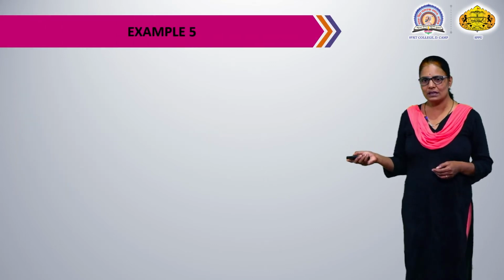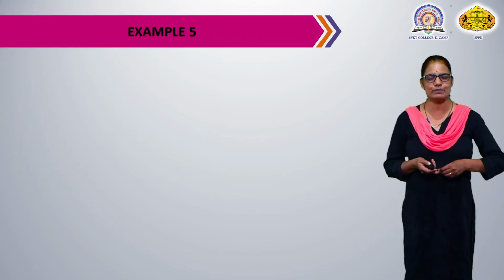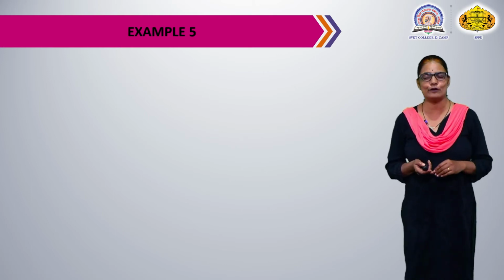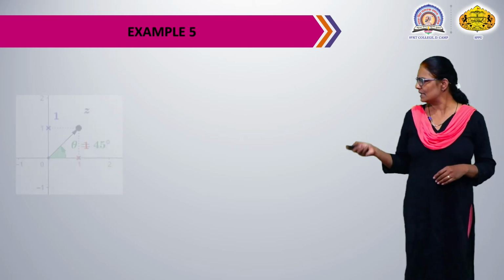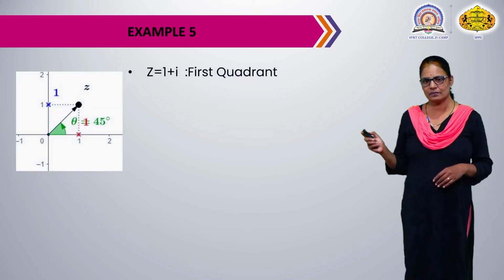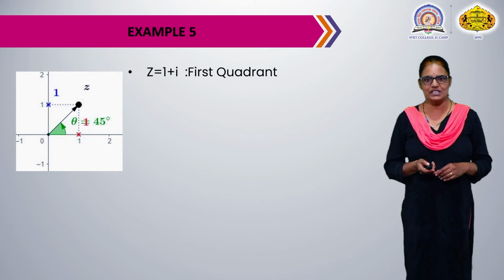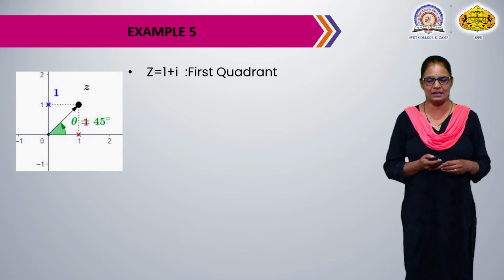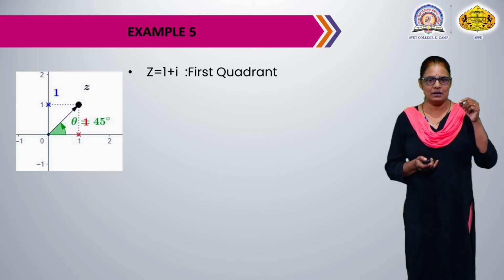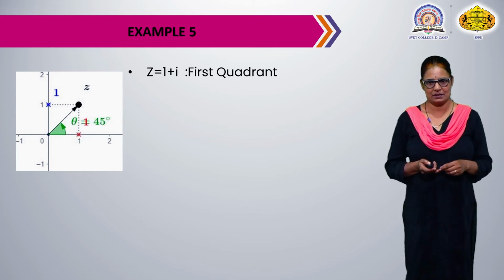Okay, now let us consider more 4 examples. By taking each complex number in each quadrant, see what happens. So first, the simplest complex number is 1 plus i, which is in the first quadrant. Here x is 1, y is 1. So the complex number lies in the first quadrant.